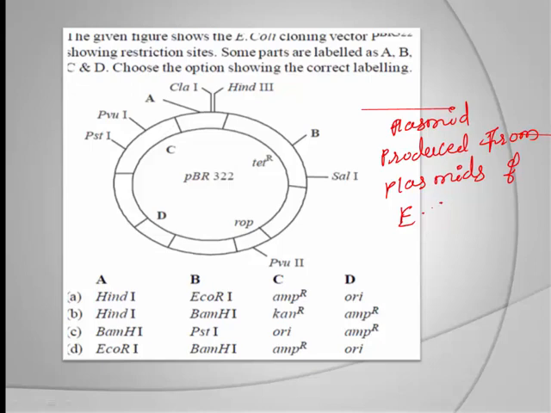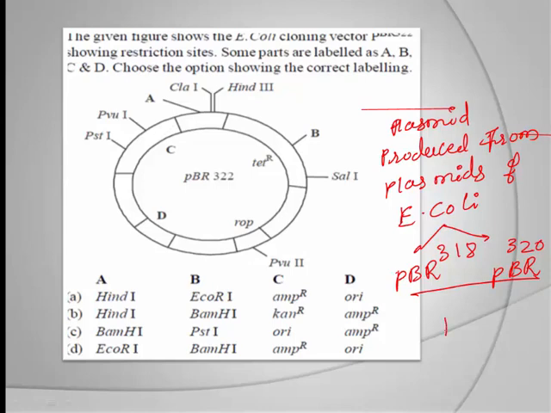Using plasmids of E. coli, this artificial plasmid PBR 322 has been made. Two E. coli plasmids, one is PBR 318 and another is PBR 320. So by using these two plasmids, finally PBR 322 is created, and this credit goes to Bolivar and Rodriguez.